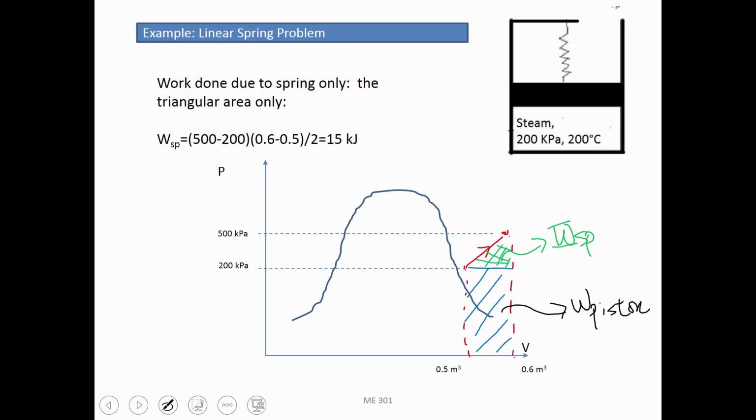Therefore, if you're asked to find the work done by the spring only, you only worry about this triangular portion here. This triangular portion, the green area. Work by the spring then is equal to the base of the triangle multiplied by the height of the triangle divided by 2, which is 15 kilojoules.